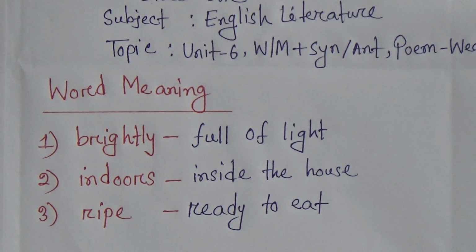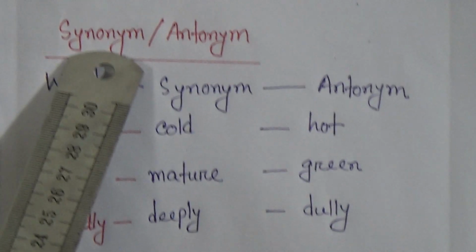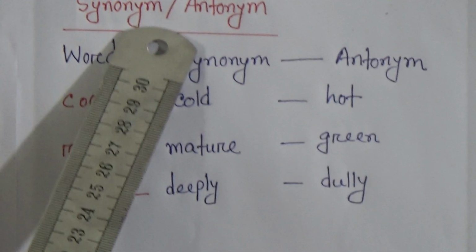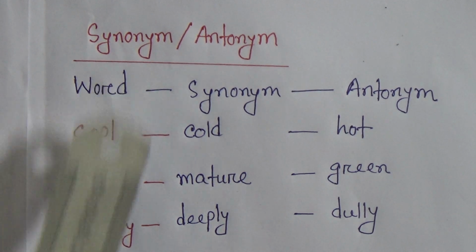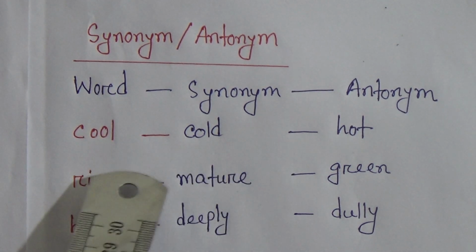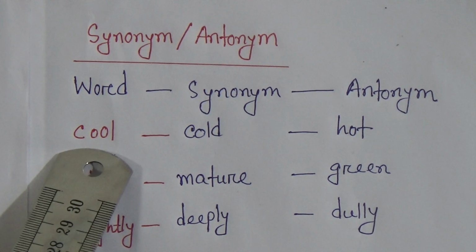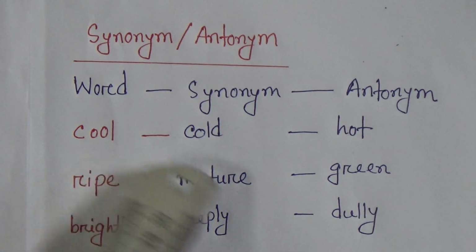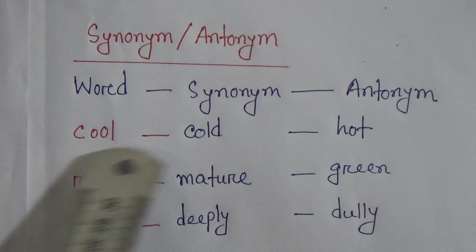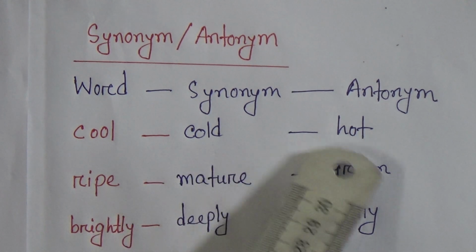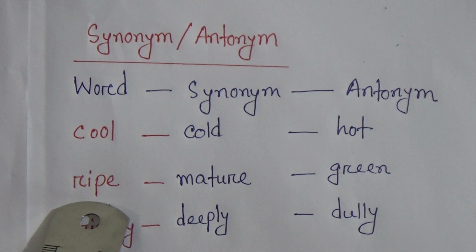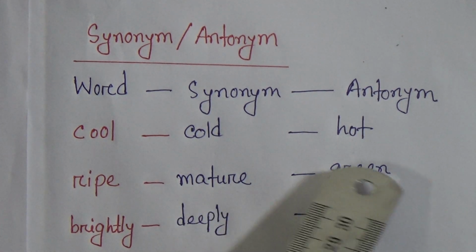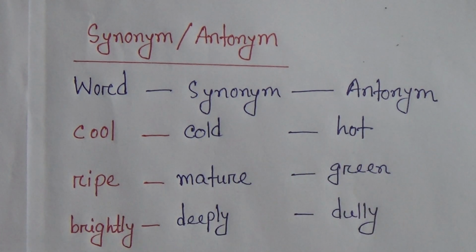Now synonym and antonym. You know synonym means the similar words, and antonym is the opposite words. Here are given some words. You have to learn these words. First one is cool. What is the synonym of cool? Cold. And antonym? Hot. Ripe, mature, and antonym green. Brightly, deeply, and antonym dully.